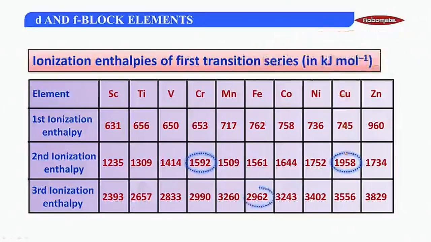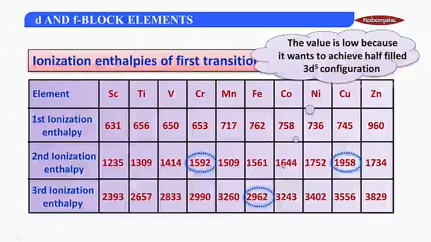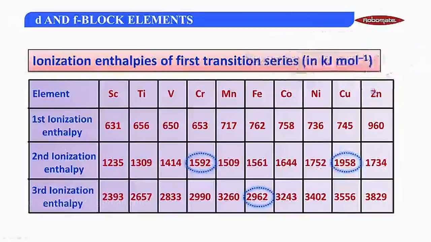In the case of Fe, the third ionization enthalpy is less because it wants to achieve the half-filled d5 configuration. In general, a high value of ionization enthalpy is due to the completely filled 3d10 configuration. For example, in the case of zinc, they have a completely filled d orbital.